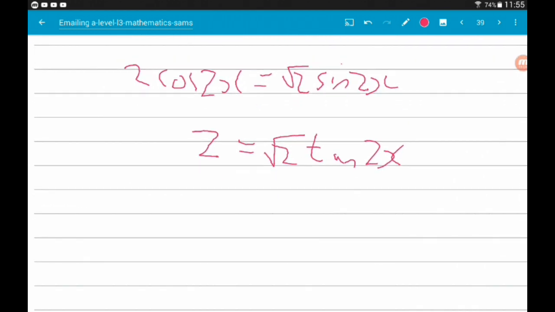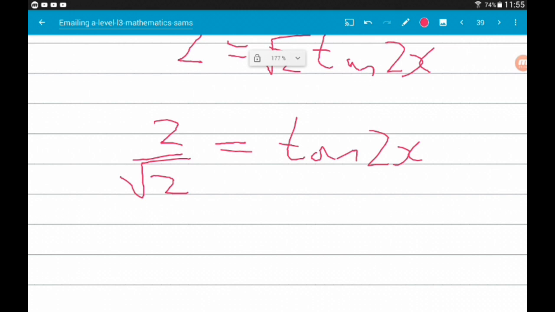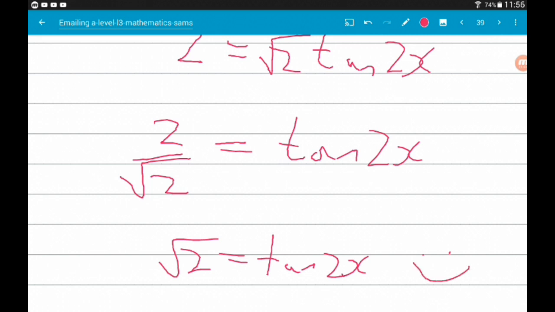Divide by root 2, we get 2 over root 2 is equal to tan of 2x. And then finally, if we rationalise that denominator, 2 over root 2 is root 2. So root 2 is equal to tan of 2x. So we've done that. Good times.